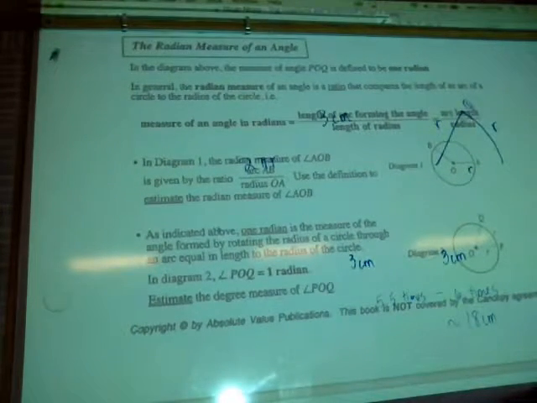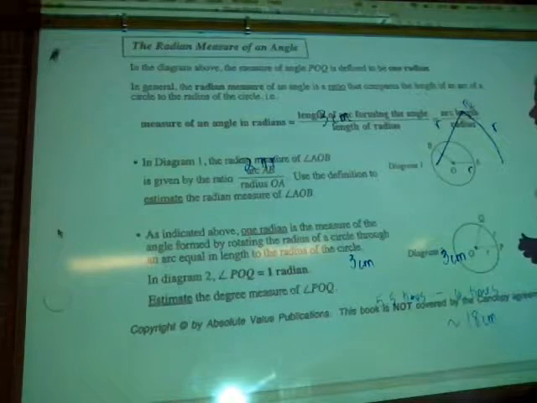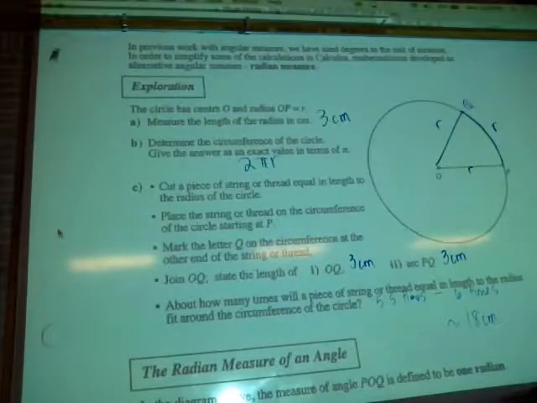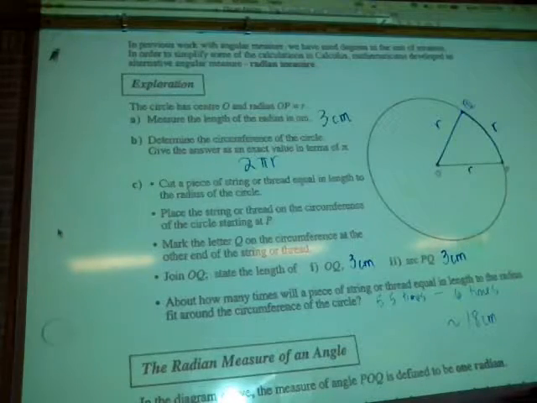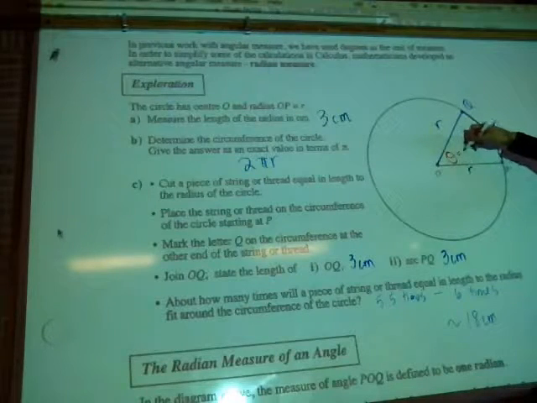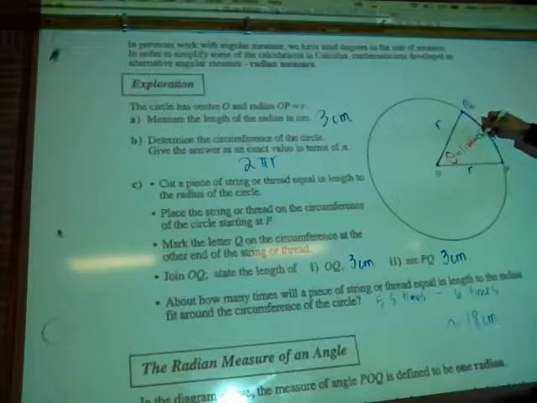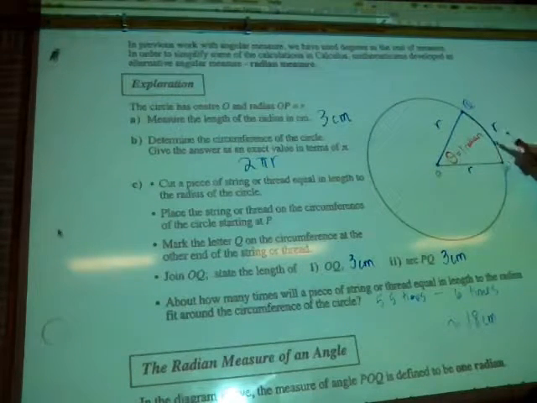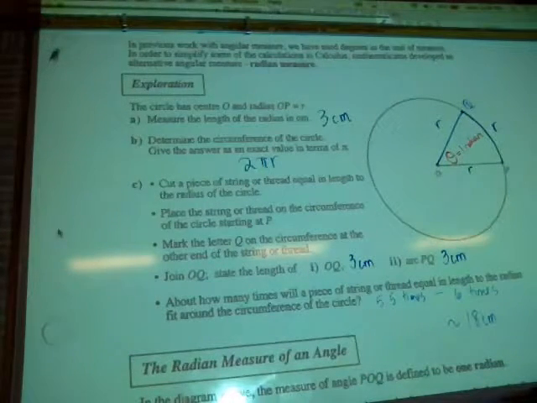So moving on to the radian measure of an angle. In the diagram above, the measure of the angle POQ is defined to be 1 radian. So if we go back up here, in this exploration we haven't really described what a radian is yet, but they're telling us down here that the angle POQ is 1 radian. So this right here is basically equal to 1 radian. The angle that measures the arc length with the exact same length as the radius is 1 radian. I'll get into a little more detail down below.